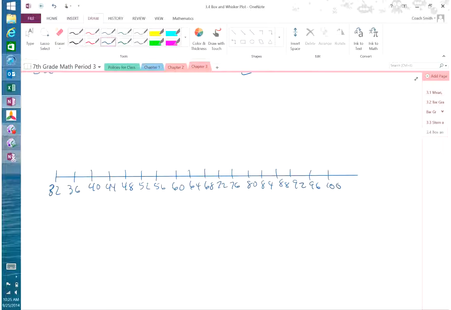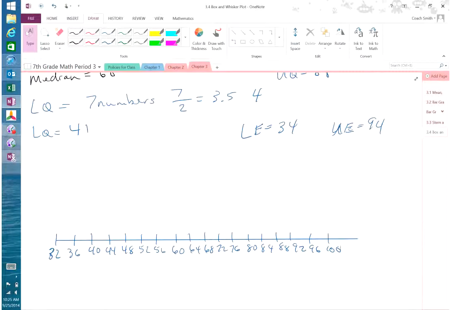Okay? Now, you could have done it by ones or twos or threes, but you're going to have a larger one. I don't want to have one that's going off the page. Okay? Now, here's the next part. The box and whisker.